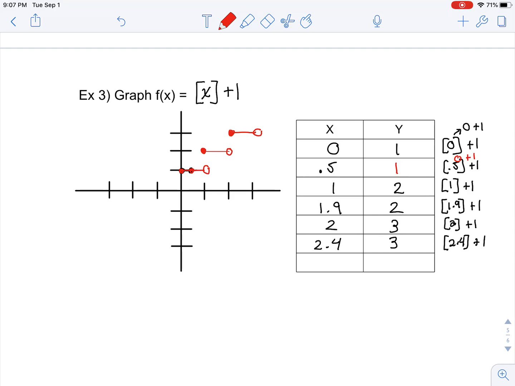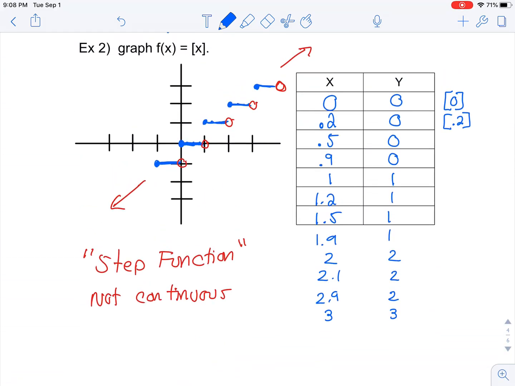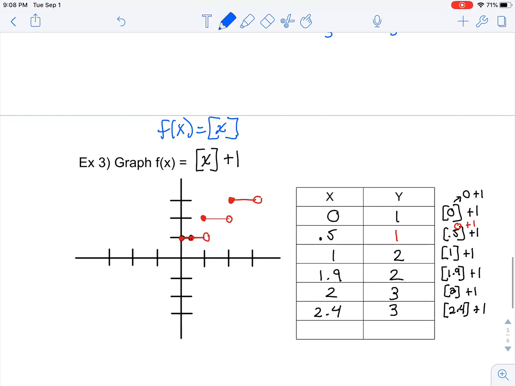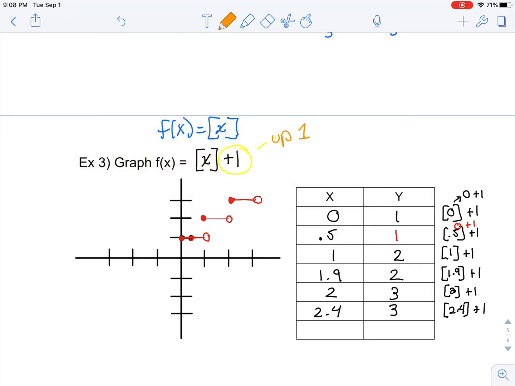So if you compare this graph to the original one, remember the parent function was f of x equals the greatest integer of x. That was the parent function. And the parent function that we saw up here is the same graph, except that it's shifted. In this function, this whole graph shifted up 1. And that will bring us into our review of performing all of these different transformations on graphs. That will be in our next video.